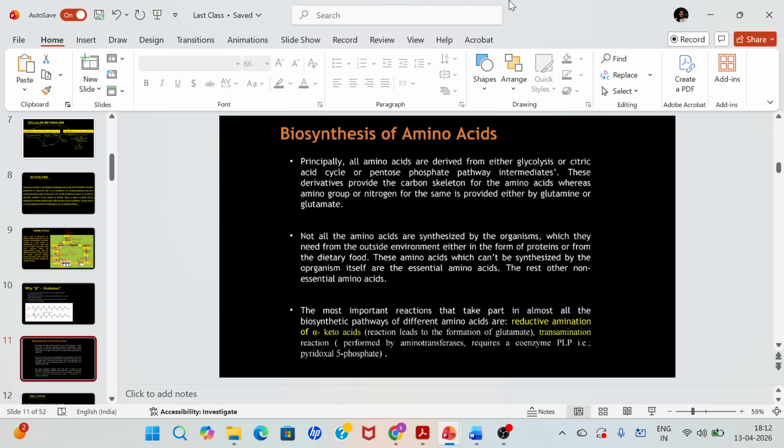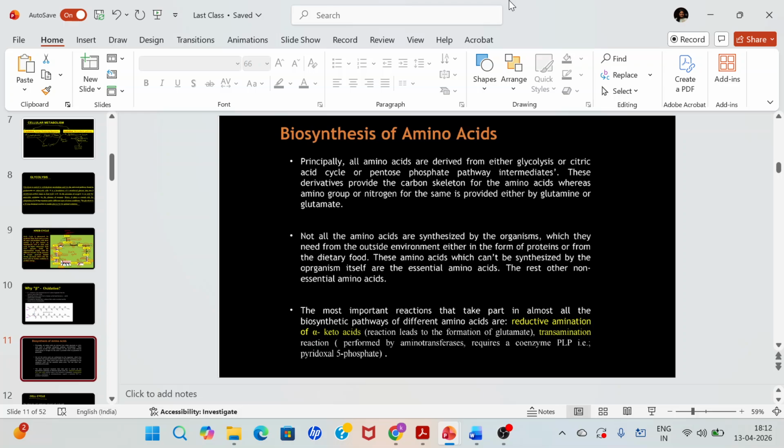Okay, so these derivatives provide the carbon skeleton for the amino acid, whereas the amino group or nitrogen for the same is provided either by the glutamine or glutamate. So nitrogen part comes from either glutamine or glutamate.